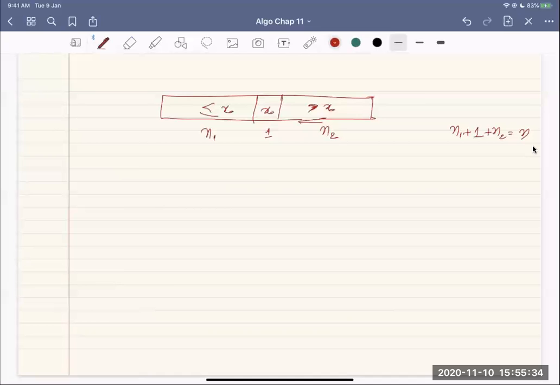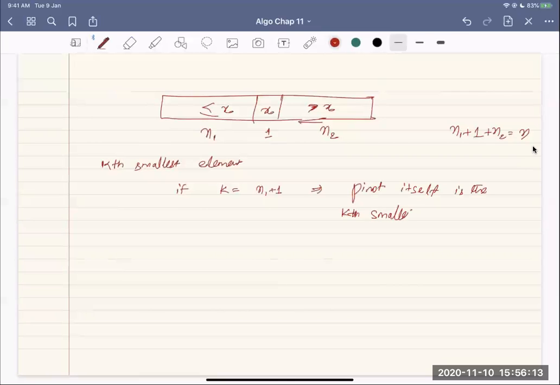and my problem is I'm using k. I think I am more comfortable with k. So I'm finding the kth smallest element, right? So I'm doing the kth order statistics. So what can you immediately say? Once you get this partition, I can say that if k is equal to n1 plus 1, then the pivot itself is the kth smallest element. Fine, that is okay, but that may not be the case, right?